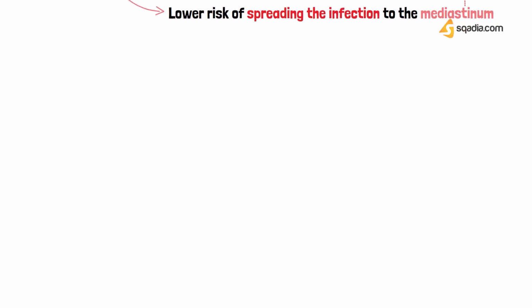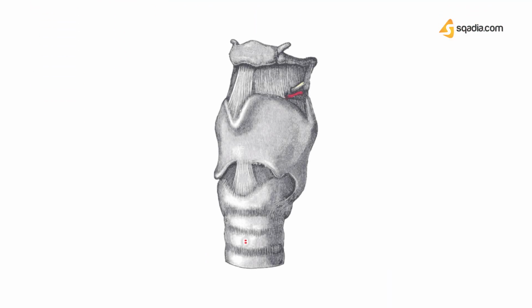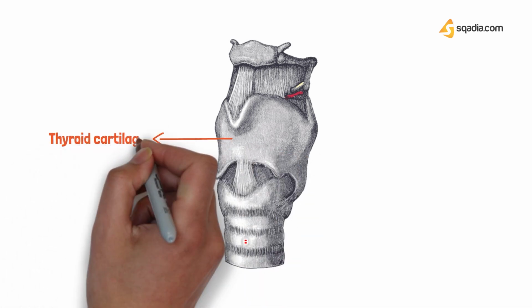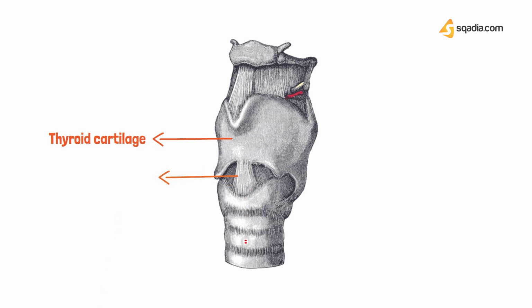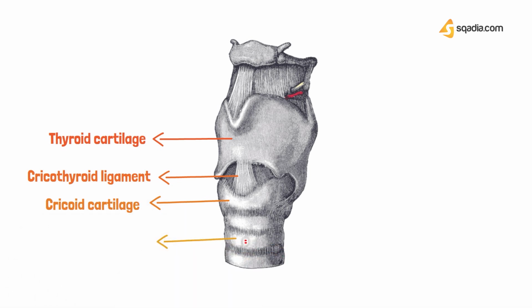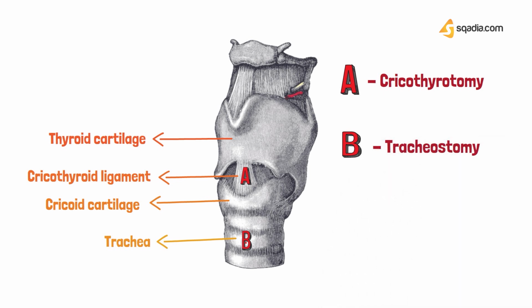Now, I've added a diagram here so we can understand all these procedures a little better. Over here is the thyroid cartilage. Just below it is the cricothyroid ligament. Then we have the cricoid cartilage, and just below it is the trachea. So there are 2 points. There is point A and point B, one on the cricothyroid ligament and the other on the trachea. The point A is where cricothyrotomy is done, and point B is where tracheostomy is done. So point A is usually more preferred as compared to point B.